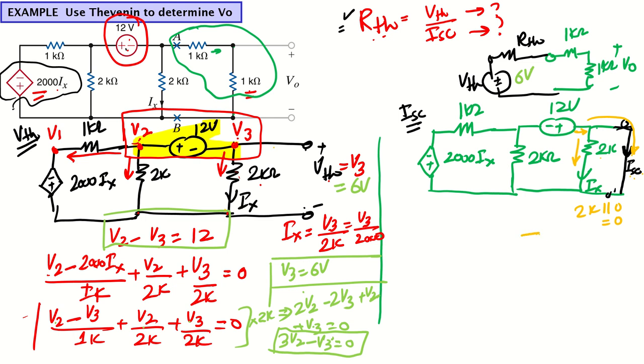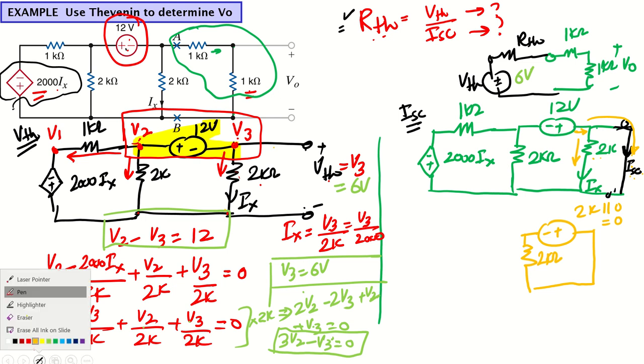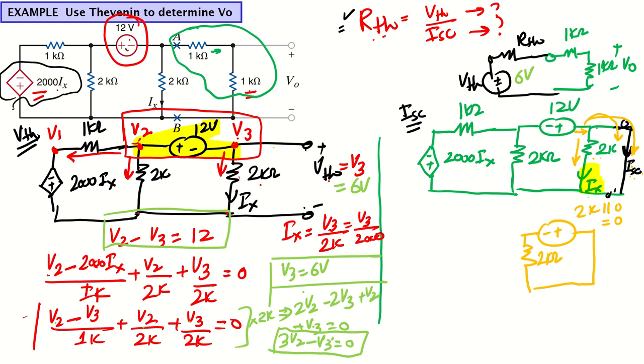So this part of the circuit can be simplified to a simple 0 ohm, or a short circuit branch. 0 ohm parallel with 2K becomes just a short circuit branch. When this becomes 0, we have a dependent variable here, Ix. No current will flow through this 2K, because all the current is going through this way. So the value of Ix will be 0.